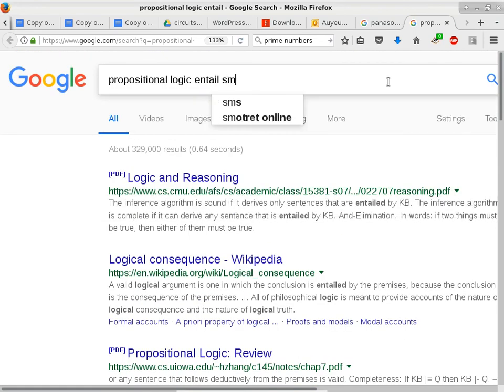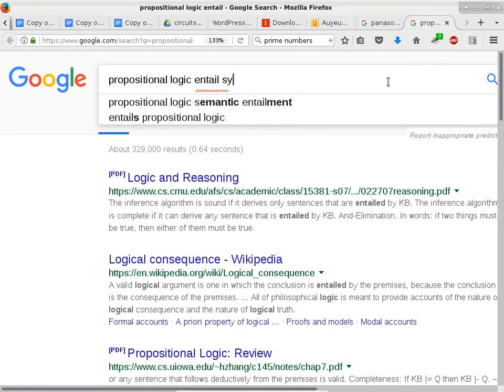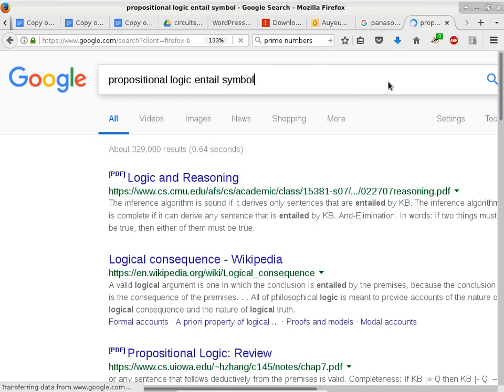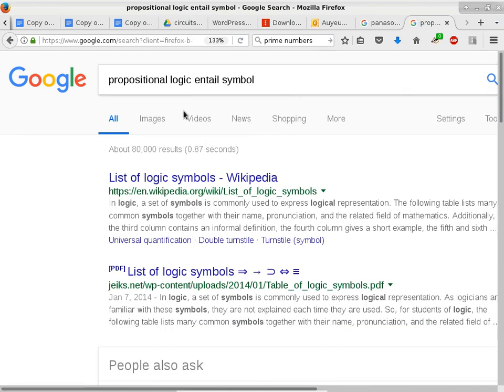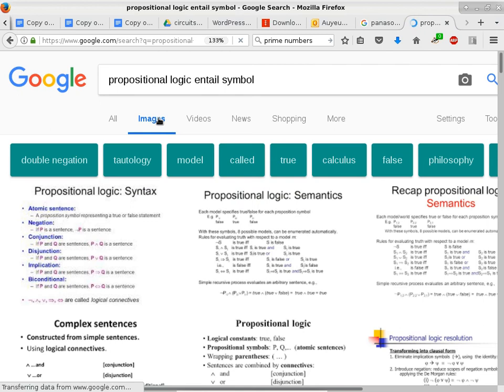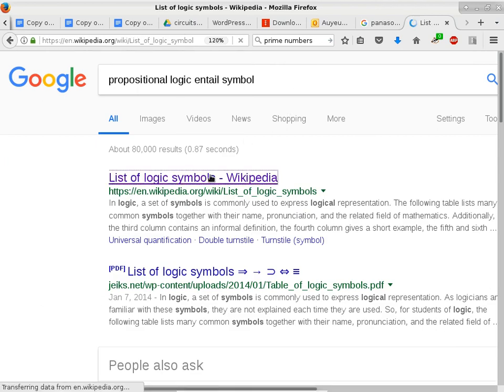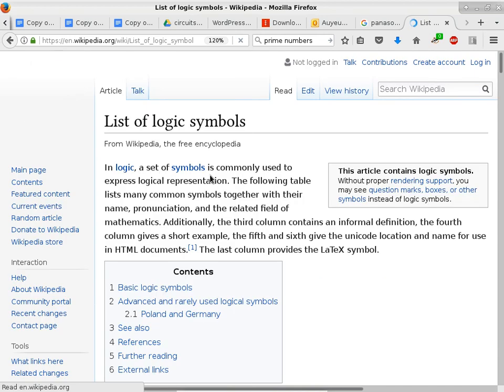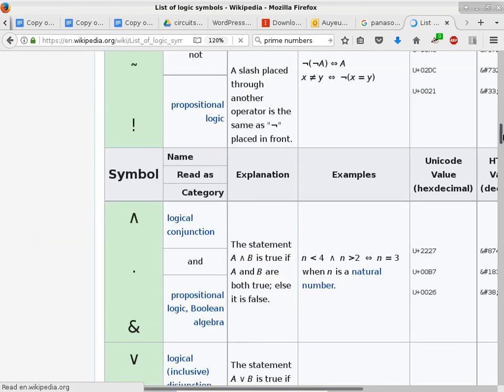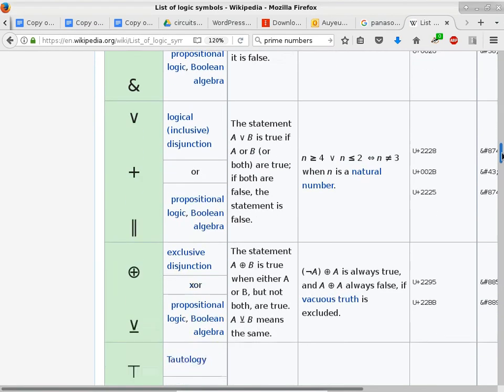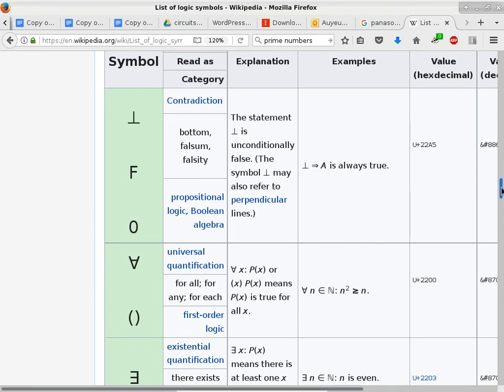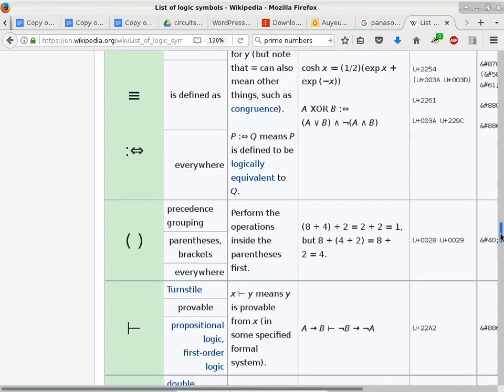Okay. Images. No, it's on Wikipedia. Huh? It's on Wikipedia. Okay. It goes there. There we go.